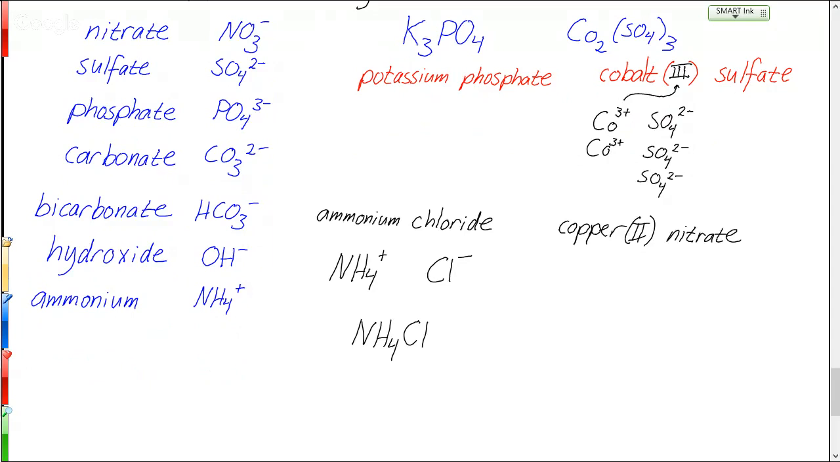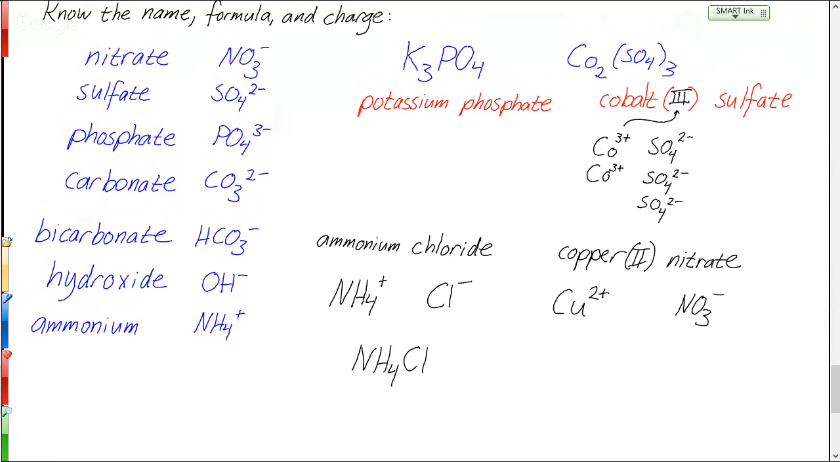Same thing. We're going to write down what we've got and see how they go together. So here we've got copper 2, which we look up as Cu. That's 2 plus because it tells us in the name. Copper 2 means it's 2 plus. And the other half, nitrate, again, not a single element, but a polyatomic ion. So we write that down also, and that's NO3 -1. Get that one from the list right here.